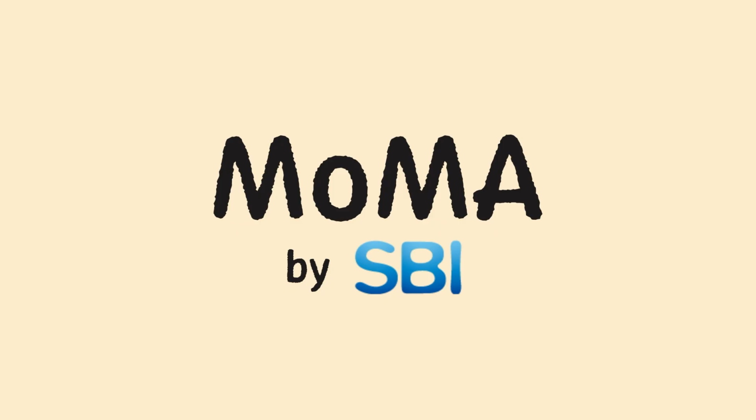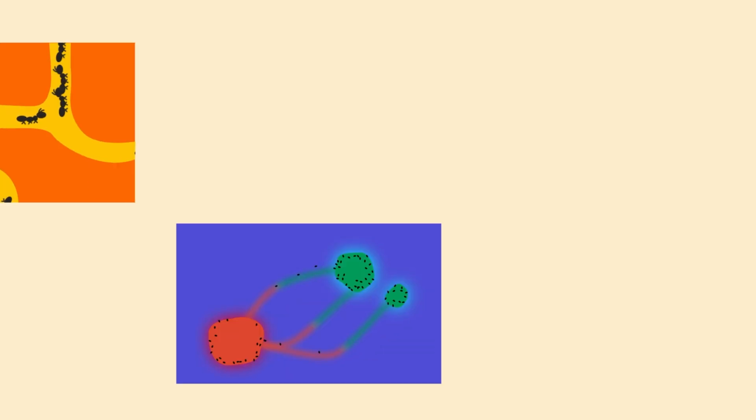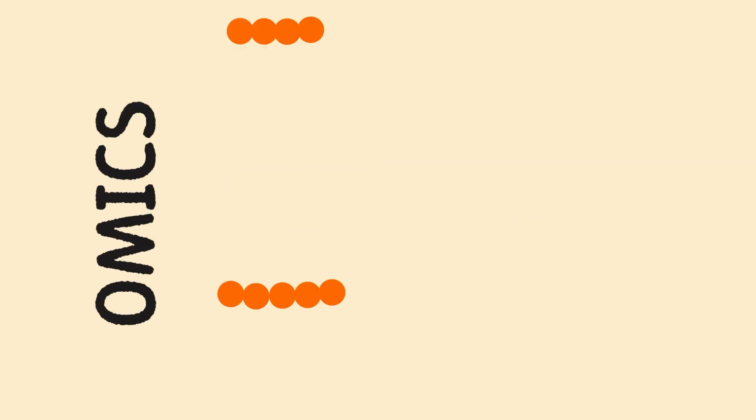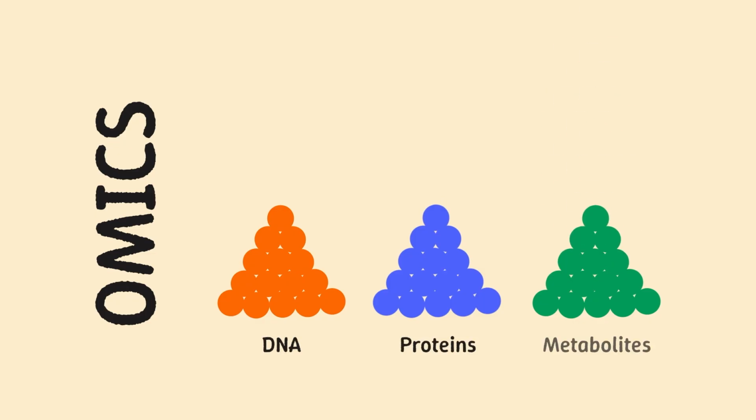MoMA by SBI is one such digital CRO agency which uses the concept of systems biology and computational biology to revolutionize drug trials. MoMA stands for multi-omics, multimodal. What does this mean? Omics refers to the different collections of biological molecules such as DNA, proteins, or metabolites. Multi-omics refers to the study of all these collections of molecules together.